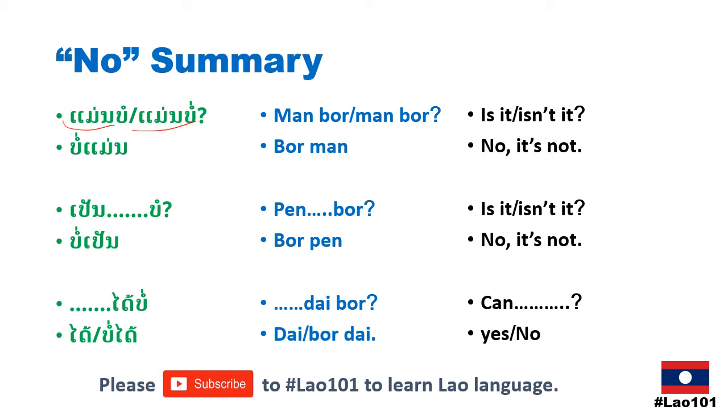แม่นบ่ means right, isn't it? บ่แม่น means no, it's not. แม่นบ่, right? บ่แม่น, no, not right. เป็น is for skills, whether it's skill or whether it's now, for example เจ้าร้อยน้ำเป็นบ่. So no is บ่เป็น. ได้บ่, ได้, บ่ได้, yes or no.